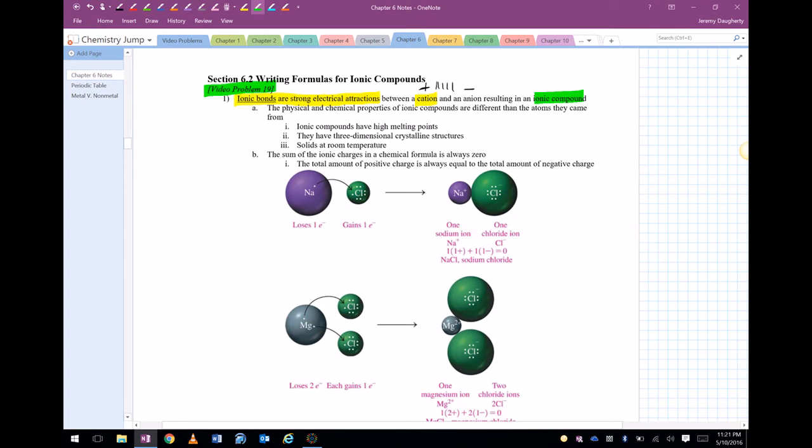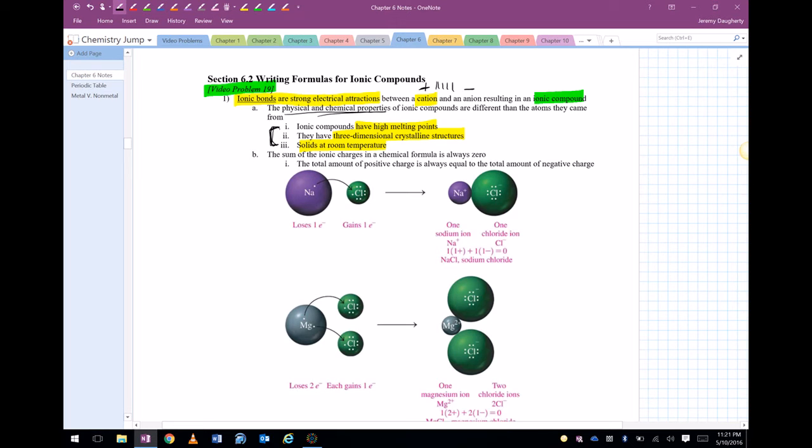And you'll do a lab looking at the physical and chemical properties of ionic compounds. What you'll notice in this lab is they have high melting points. They have a three-dimensional crystalline structure, and they're typically solid at room temperature, which, you know, these two sort of go hand in hand. But there's also a couple other properties that you'll see in the lab.